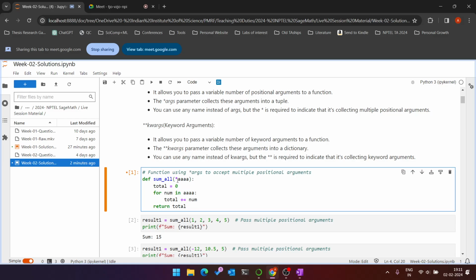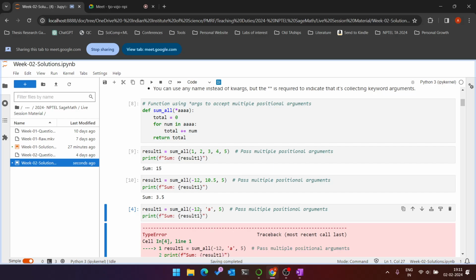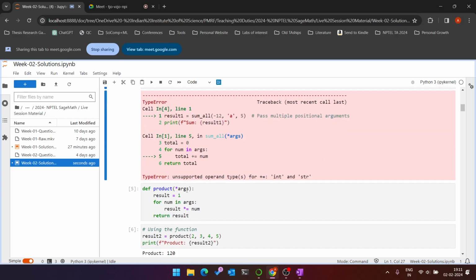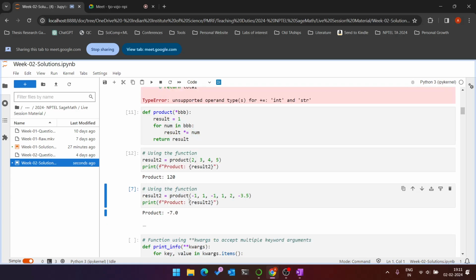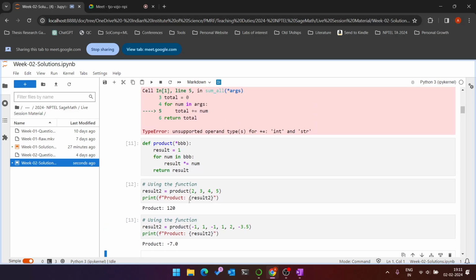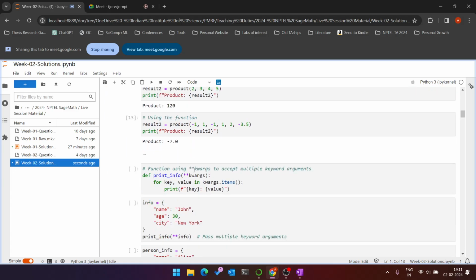But if I place the star here, the function should remain unchanged in its characteristics. So as you can see, the function remains unchanged. If I suppose change this to, say, BBB, and then rerun the product function, again it remains fine. This star is the important part. This is what informs Python that you have a variable number of arguments.